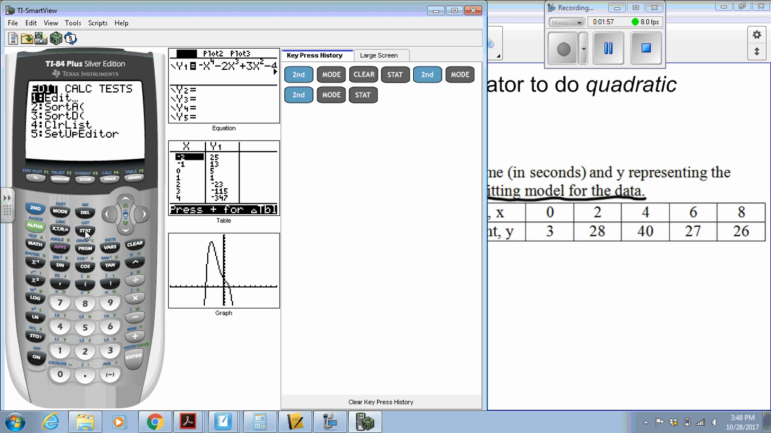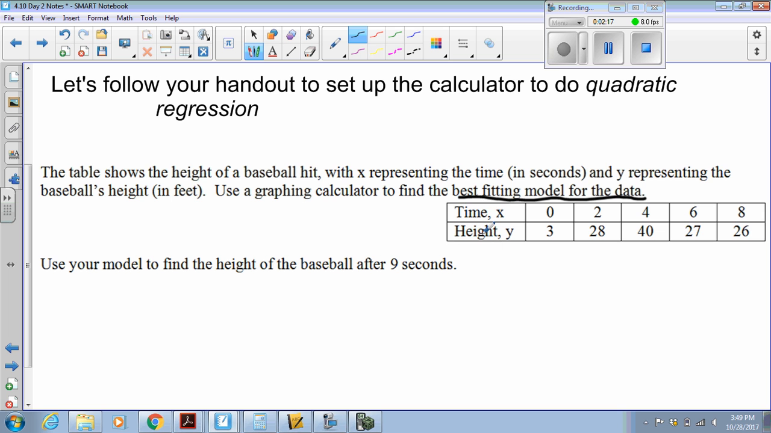Now what we're going to do is plot our points into lists. So here where it says edit, you just press enter. And if you notice, we have L1 and L2. We call this list 1 and list 2. Now if we go back to our table here, we have time and height. The top portion of your table will always be L1. That'll be basically your X values. The second part of your table, which is height in this case, will be your L2, so your list 2. And that should always correspond to your Y values.